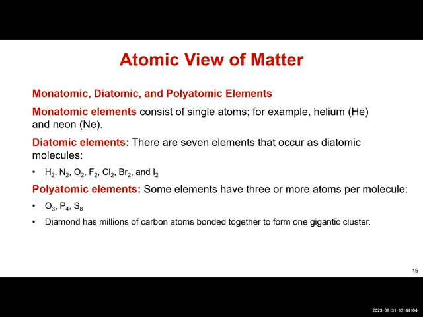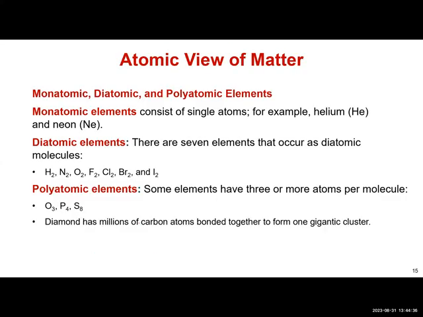Carbon has 2 different forms. One is called diamond, which has infinitely connected carbon atoms in the structure, and graphite is also a different form of carbon with different connectivity. So diamond has a large cluster of carbon atoms connected to each other.